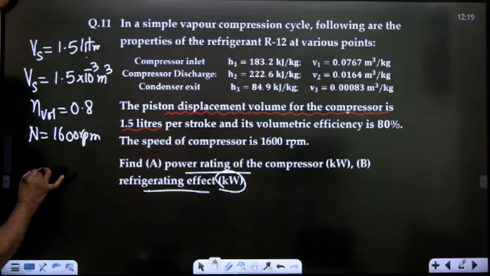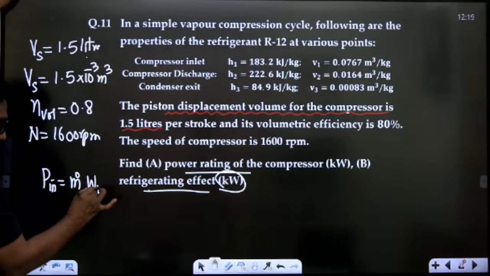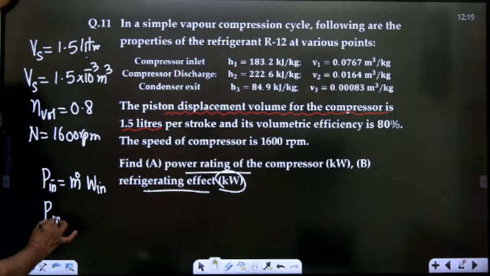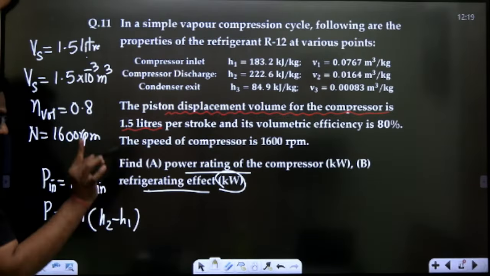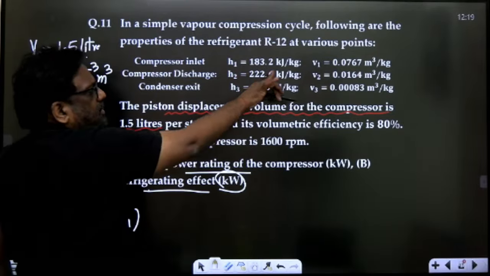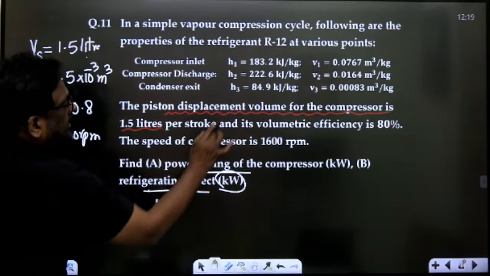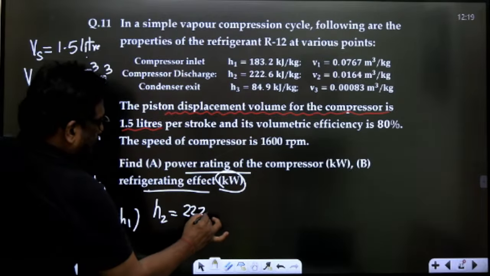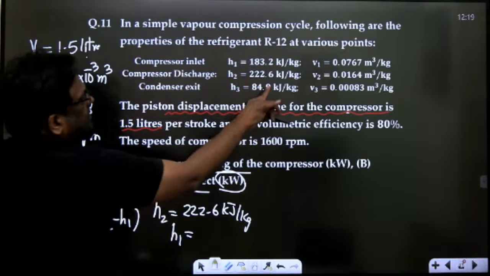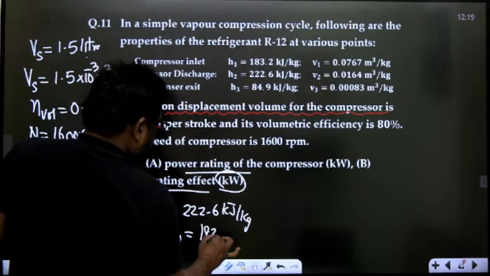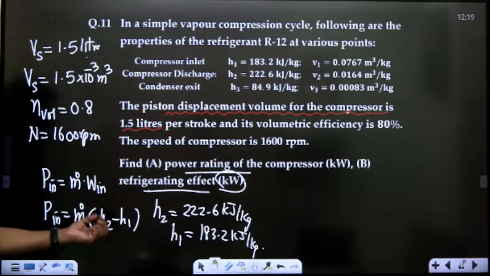Look here, the power input to the compressor is mass flow rate into work input. So if you want the power input, it will be mass flow rate into work input. What is the work input, sir? Compressor work is H2 minus H1. Do you have any problem with H2 and H1? Listen carefully, H2 is already given in the question. H2 is 222.6 kilojoule per kg, and H1 is 183.2 kilojoule per kg. So H2 and H1 are known.